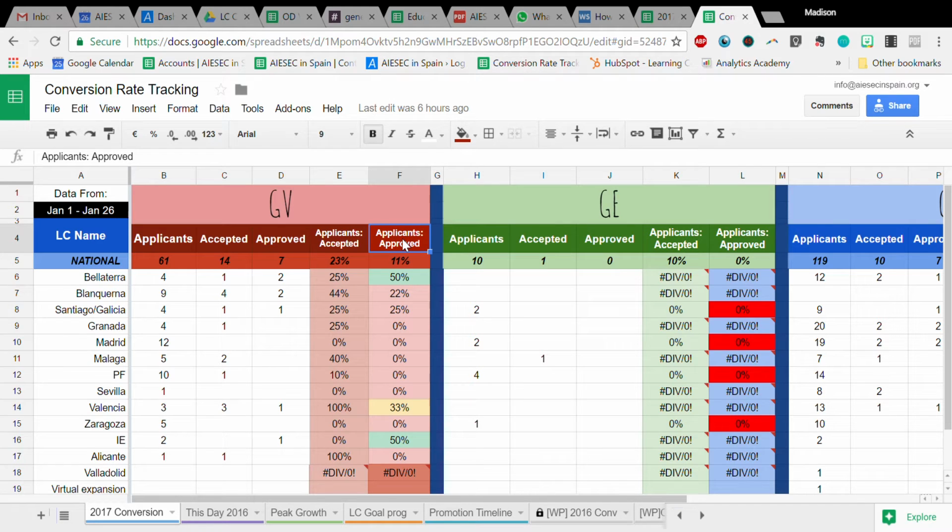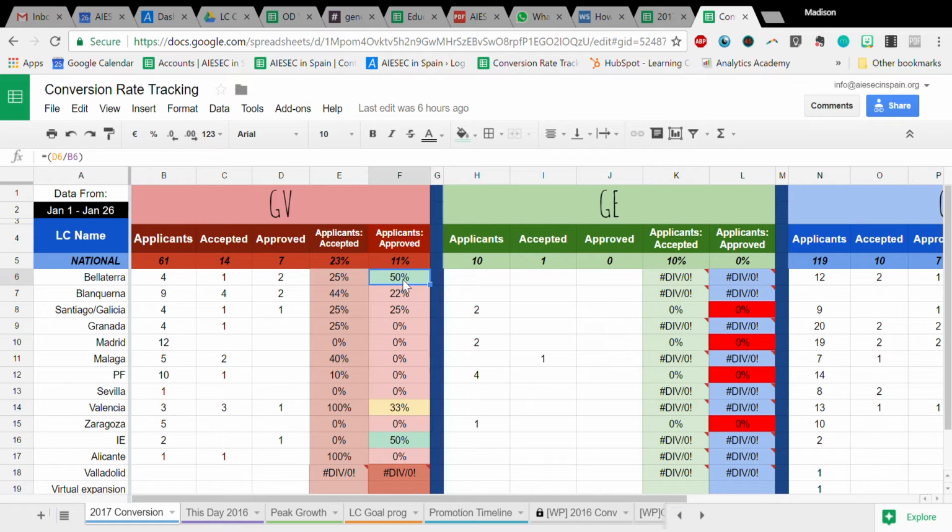So for example, as of January 1st, if your LC has had 4 applicants, or 4 people applying on the opportunities portal, but only 1 so far has been accepted, you have a 25% conversion rate. And then same thing, if only 2 have been approved, you have a 50% conversion rate.